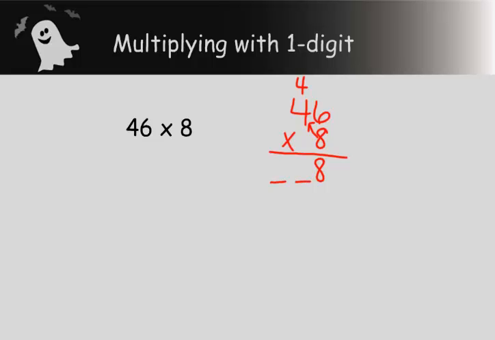And notice that it goes into the tens place. 38 tens is the same as 40 times 8, 320, plus 4 more tens, so 380. So our answer is 388.